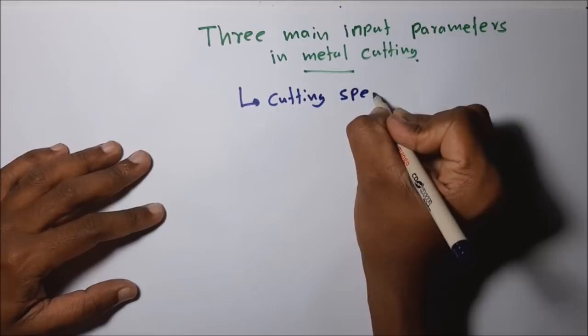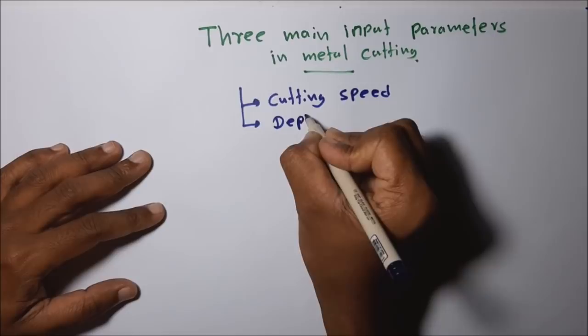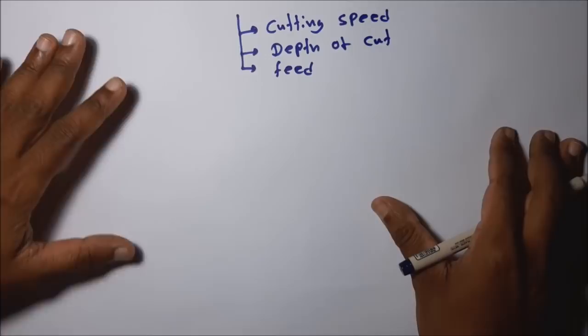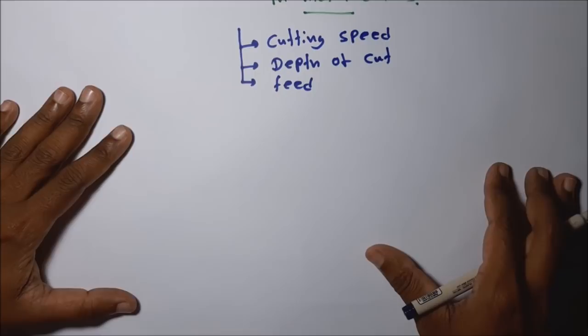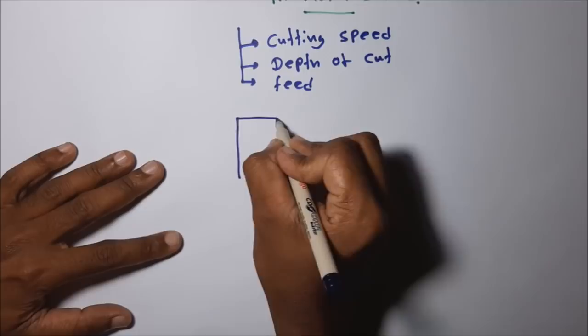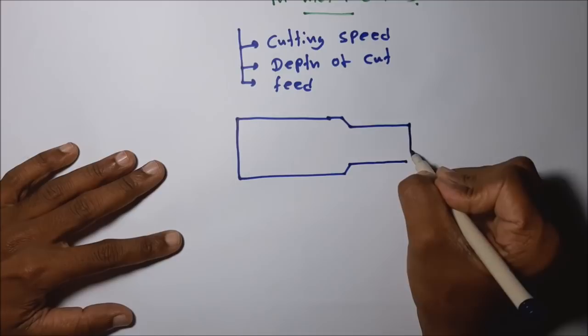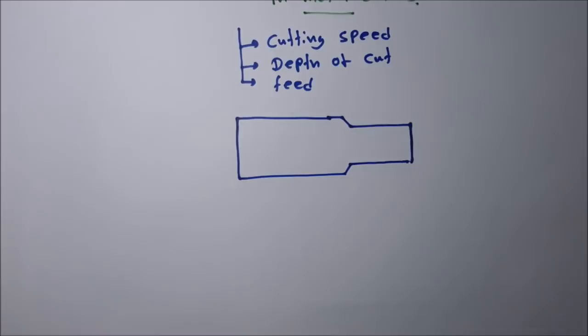Depth of cut, and feed. Okay, let me take an example for this one. Let's take the previous operation, the turning operation. Are you familiar with this one? Reducing the diameter of a workpiece using a turning operation on a lathe machine. This is the workpiece.